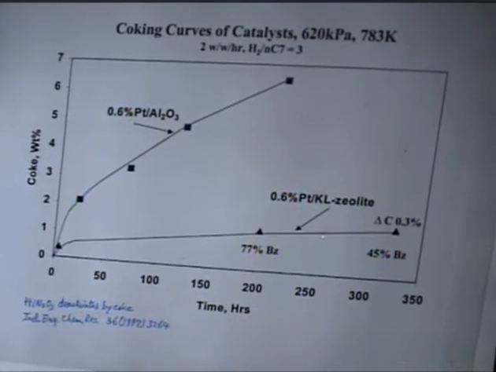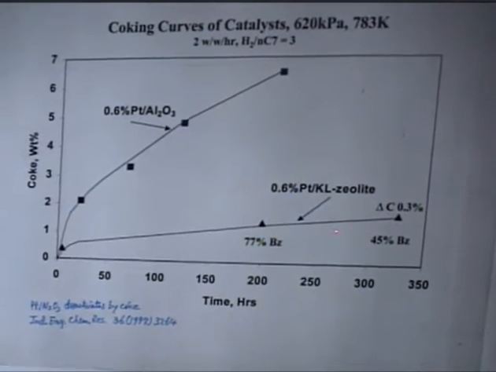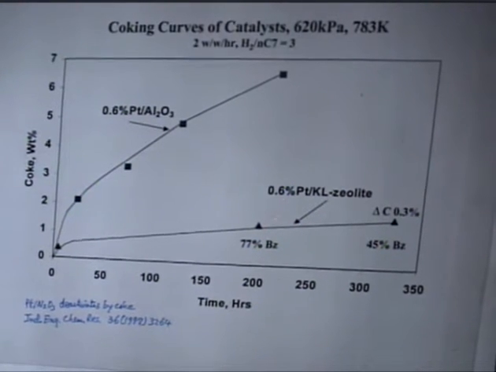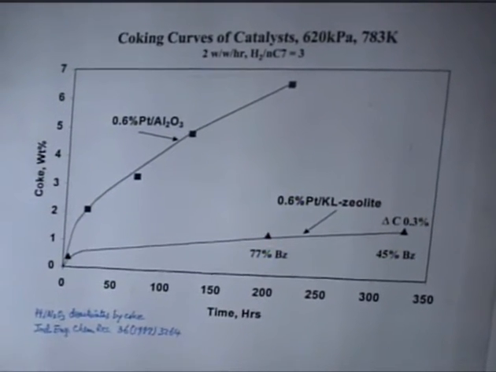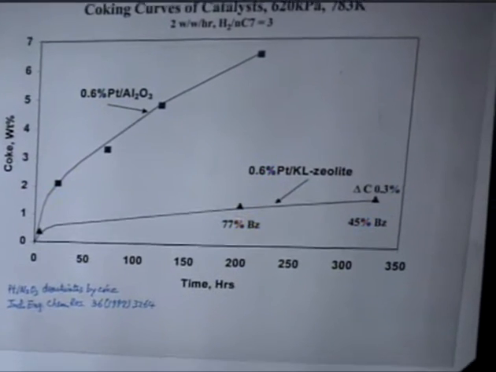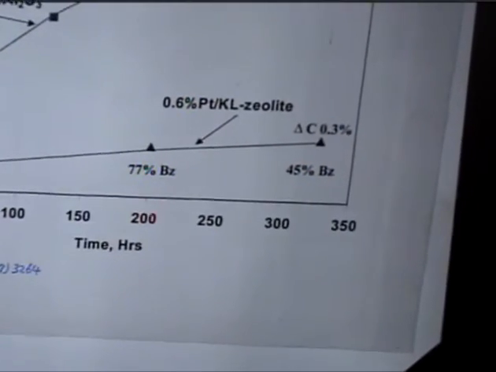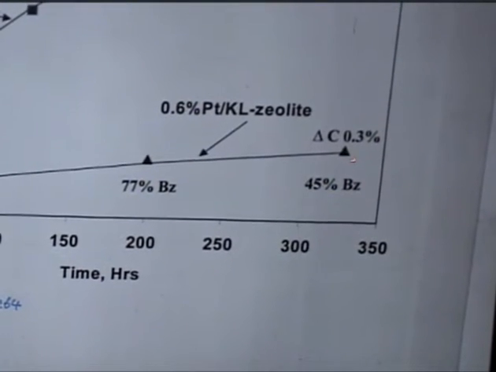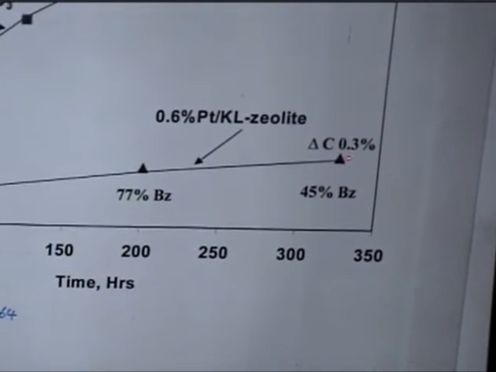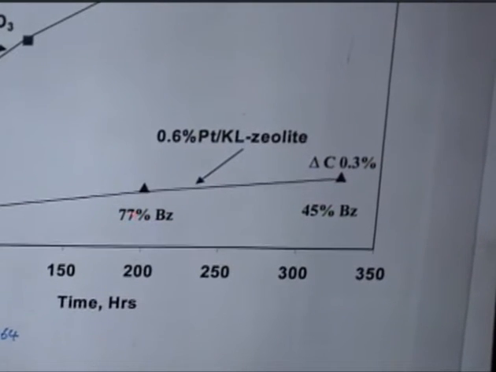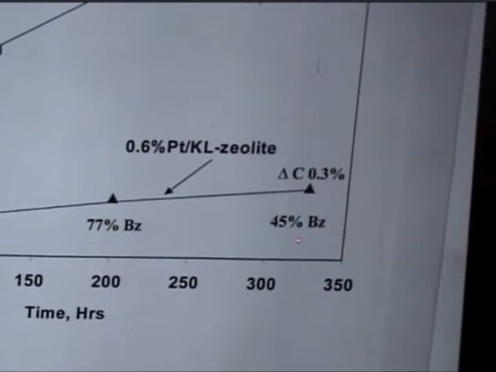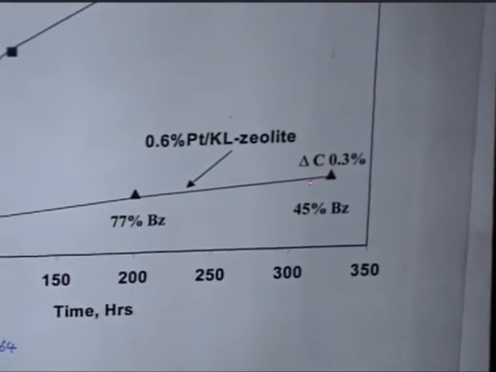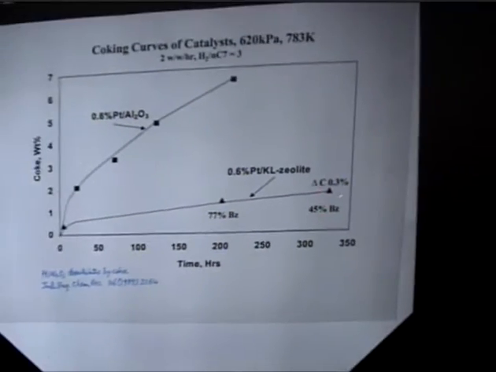And Pt/KL is a monofunctional catalyst, no acid site, and also because of the channel restriction, you make much less coke. And here, you can see from 200 to 25 hours or 30 hours, the amount of coke increases only 0.3%, and we see a drop in benzene yield quite a bit. So this is not due to coke deactivation. We'll show you in the next slide.